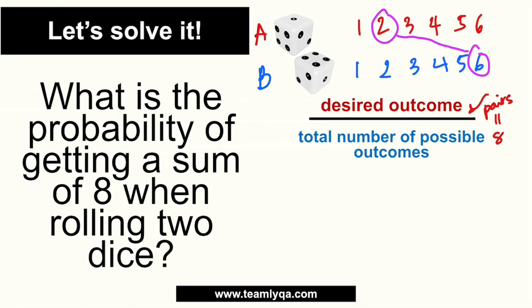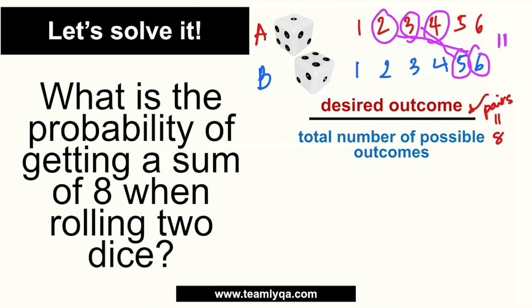Si dice B, 6. Yan ay 1. So, mayroon na tayong isang occurrence. Now, kung 3 naman, okay, si dice A, at lumabas na 5, si dice B, 8 din ito kasi 3 plus 5 is 8. So, may pangalawa na tayong sitwasyon.